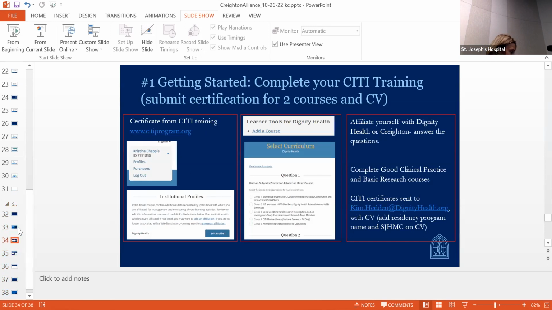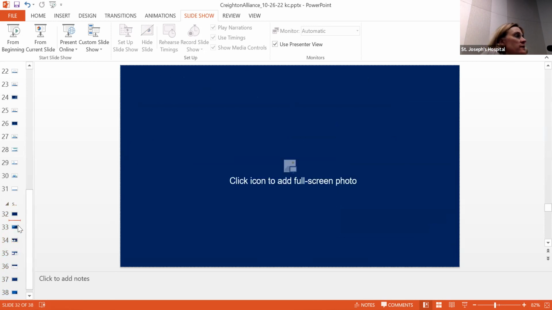There's a link. If you're going to do research at St. Joe's, there is a link to a survey that you complete to get a RedCap account. Once you get the RedCap account, you can go in and create a new project. There are tons of RedCap tutorials. I look things up all the time if I need to know how to do something.